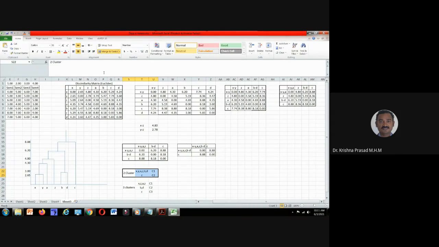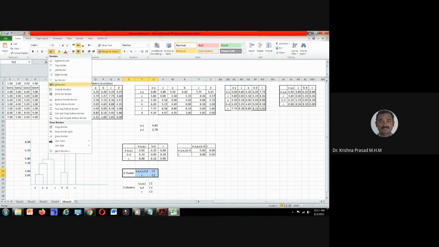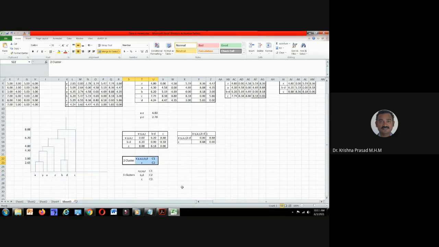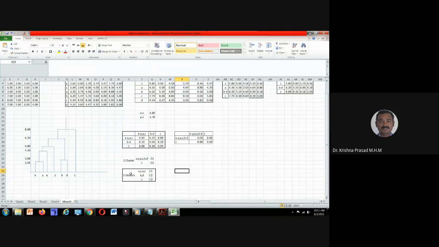Okay. If you ask for 2 clusters, this one. If you ask for 3 clusters, this one. I have not rebuilt the entire algorithm now. Right or not? Already it has created the structure, and I have utilized that structure.